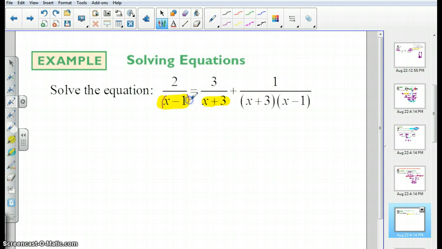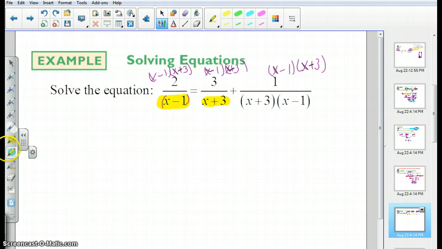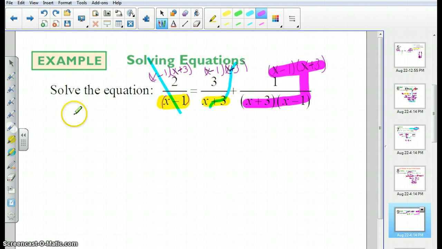You can think about this being in parentheses. So I'm going to choose x minus 1 and x plus 3. And I'm going to multiply every term, just like I did before, multiplying every term by the common denominator. And this time I'm going to have 3 terms, so I'll have to write it 3 times. This time, the only thing that will cancel over here is the x plus 1s. Here, the x plus 3s will cancel. And then here, everything down here will cancel with everything up here.